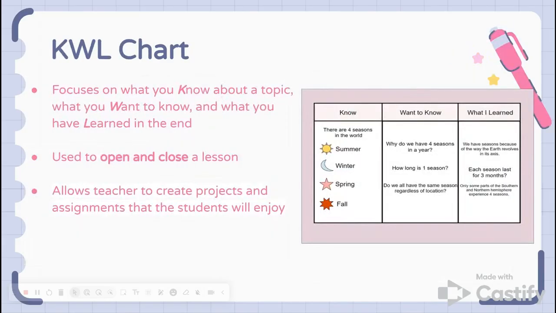Next up, we have the KWL chart. The KWL chart graphic organizer focuses on what you know about a topic, what you want to know, and what you have already learned in the end. They're often used to open and close a lesson by helping students access background knowledge, formulate questions, and document information learned. They allow teachers to create projects and assignments that the students will enjoy.